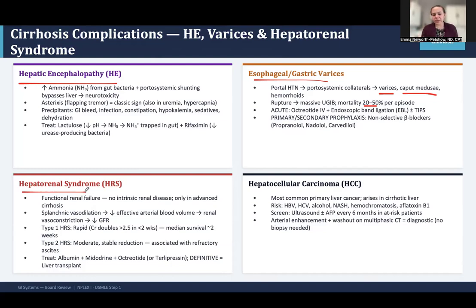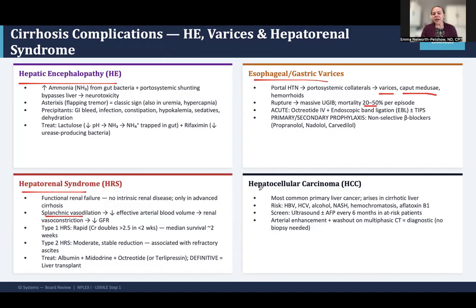Hepatorenal syndrome, this is a functional renal failure. There's no intrinsic renal or kidney disease. It's only occurring due to the advanced cirrhosis. You'll have splanchnic vasodilation, which leads to a decrease in effective arterial blood volume, which will lead to constriction of our renal arterial, so renal vasoconstriction, which decreases GFR. So that kind of leads to this renal failure that has no issues with the kidneys.